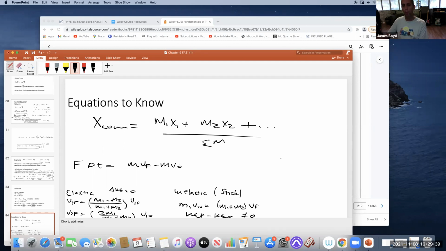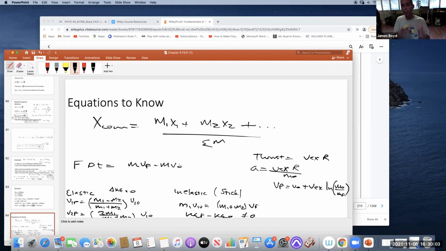Stick together. We have thrust is VEX R for a rocket. A is VEX R over M naught. V final is V initial plus VEX ln M initial over M final. Maybe ballistic pendulum, but you can see a lot of this is just, oh, is this an impulse problem? So I just plug this stuff in. Is it elastic? Did they hit and bounce off? Is it inelastic? Did they hit and stick together? Maybe review the ballistic pendulum one. That one's a pretty good one.